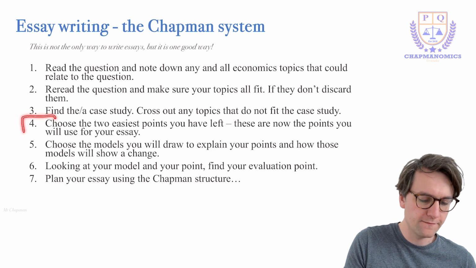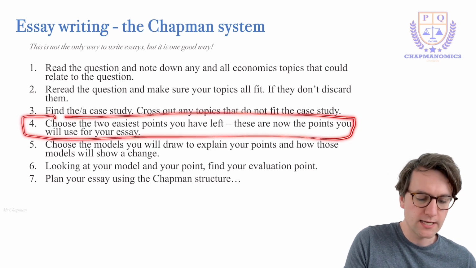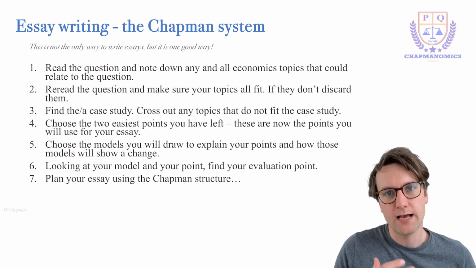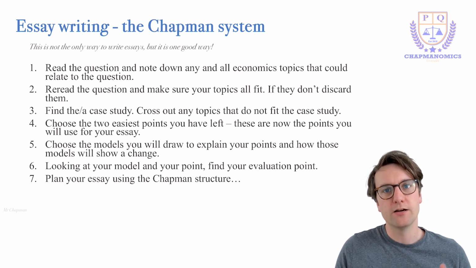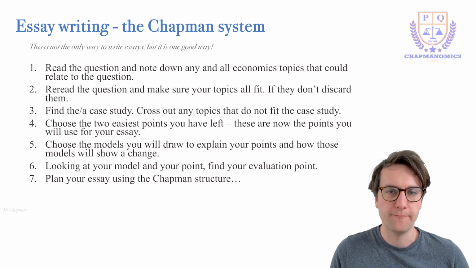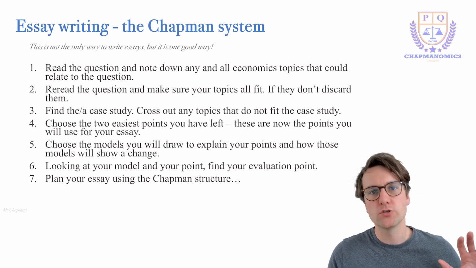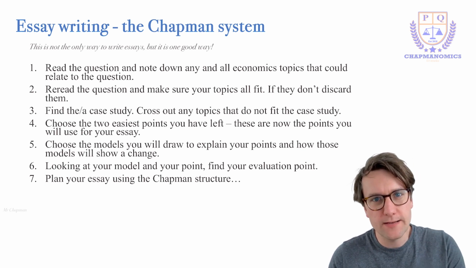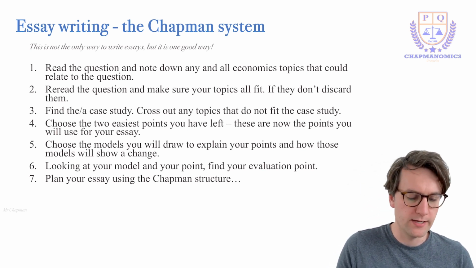After that, part 4, we're going to have a bunch of points left, hopefully, maybe just 2. And we're going to narrow down our points to having just the final 2 left, which are our 2 easiest points to talk about. We don't want to talk about the most complex ideas we can possibly think of. We want Occam's razor. We want the simplest of points that we can make.